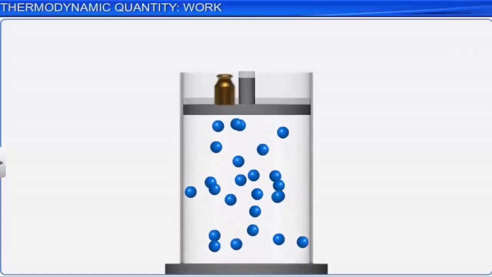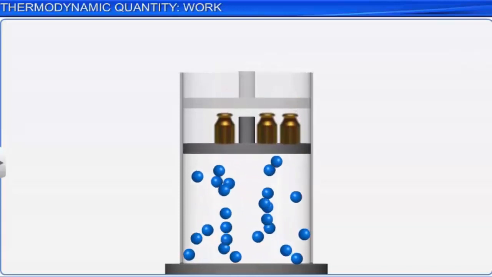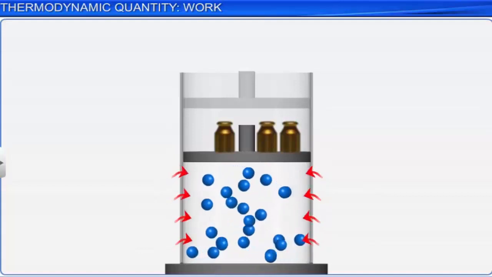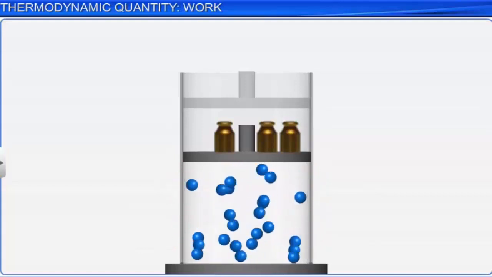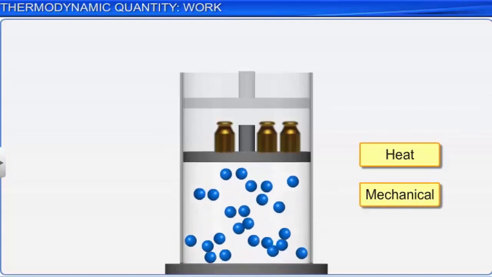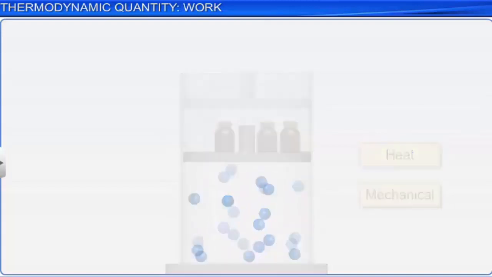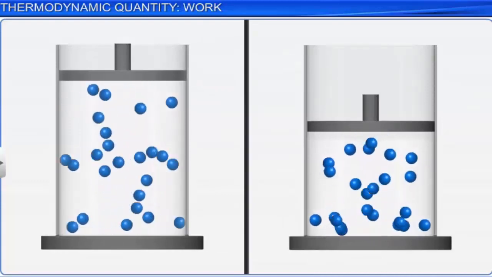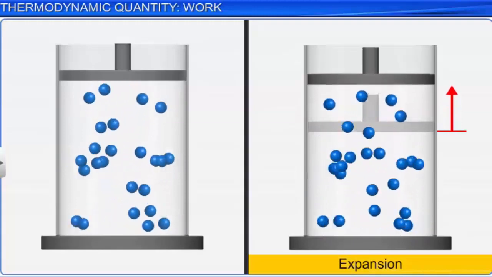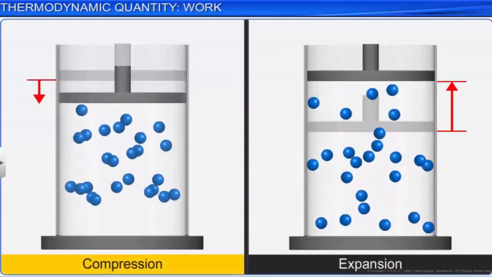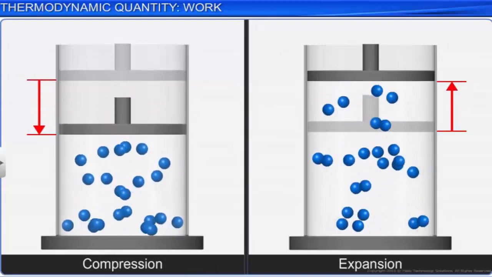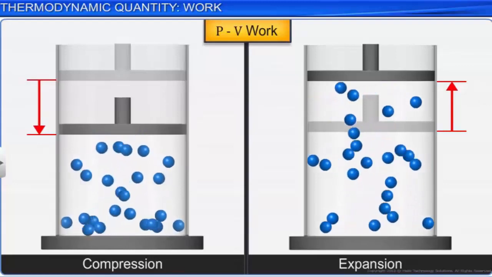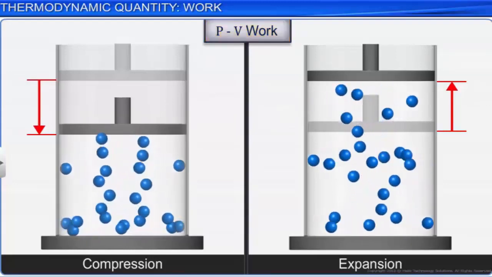When a change in the state of a system occurs, energy is transferred either to or from the surroundings. This energy may be transferred as heat or mechanical work. In thermodynamics, the only type of work generally considered is the work done in expansion or compression of a gas. This is known as pressure volume work or PV work. Let us understand this better with an example.